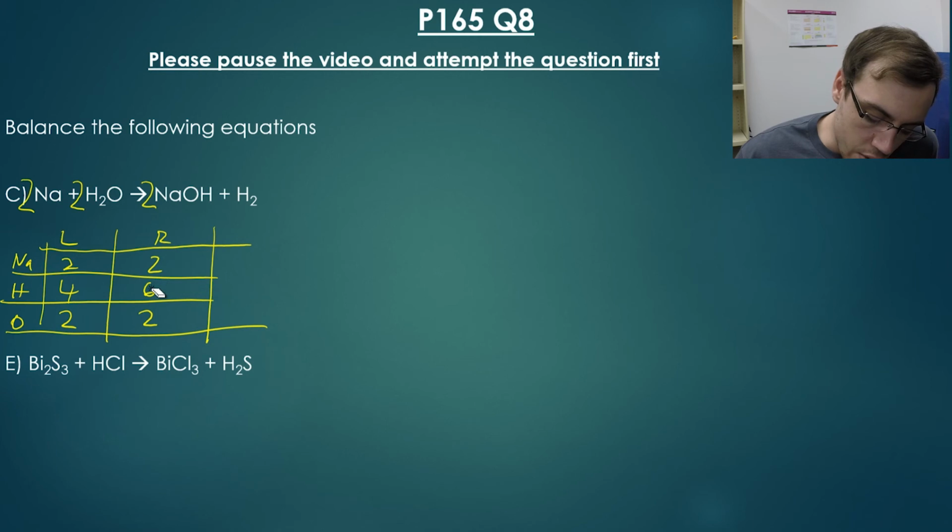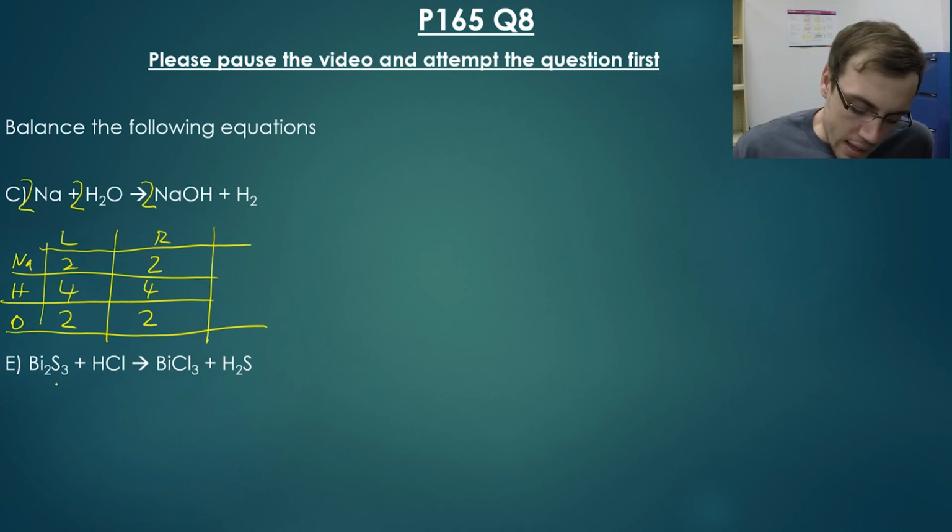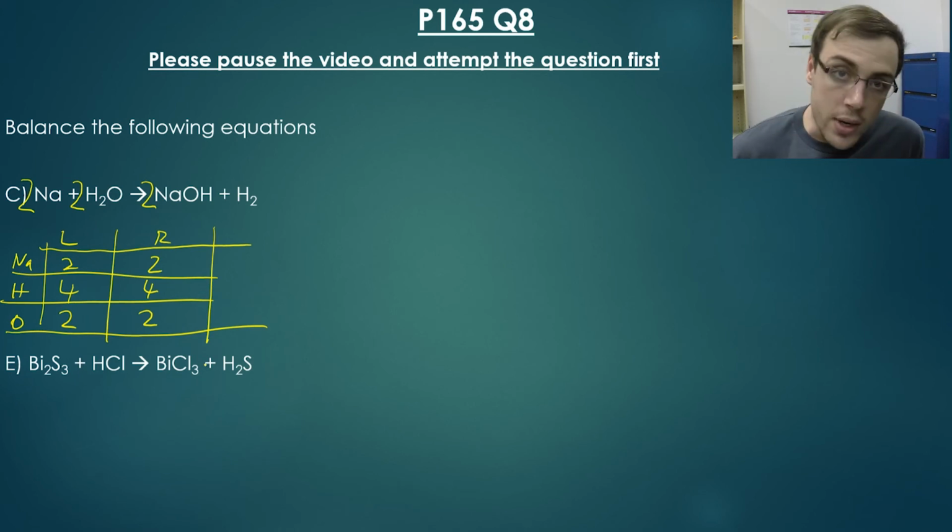Because by doing so, if we recount our hydrogens, 2 times 1 is 2, and we have 2 hydrogens here, which is 4. So now we can see we have the same number of elements on both sides, therefore this is our balanced equation. So now if we look at our next formula, we can see we've got a lot of things going on here.